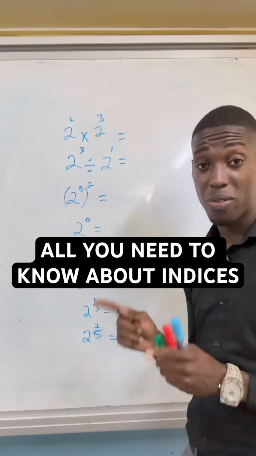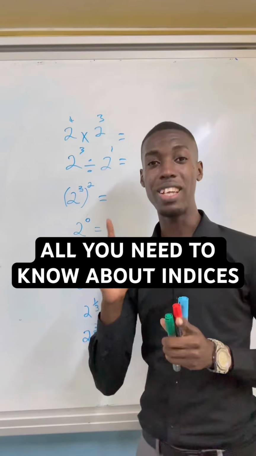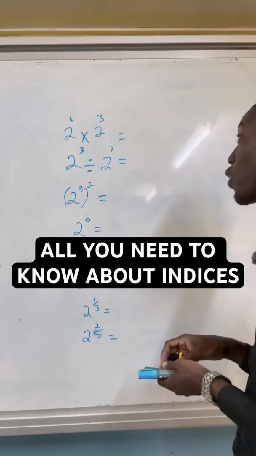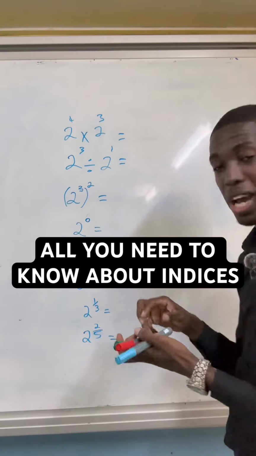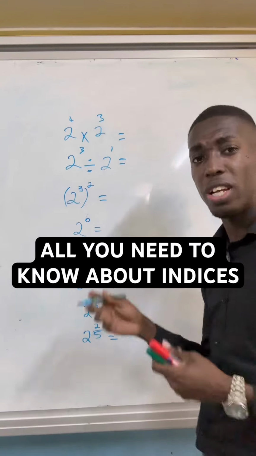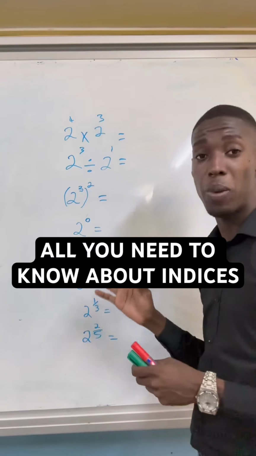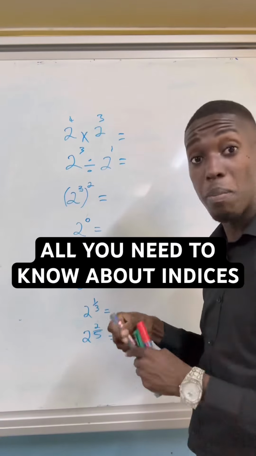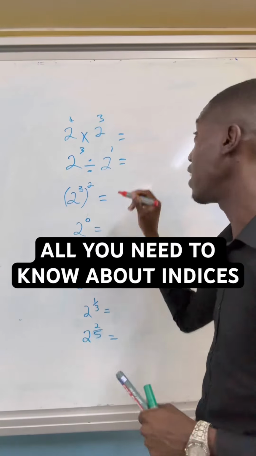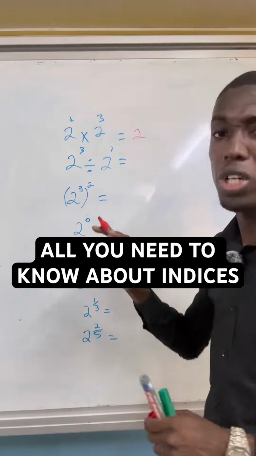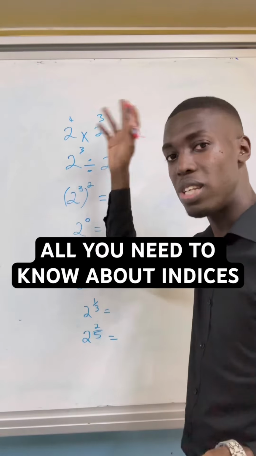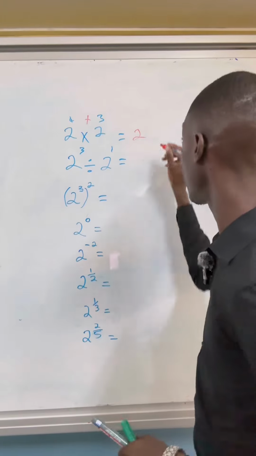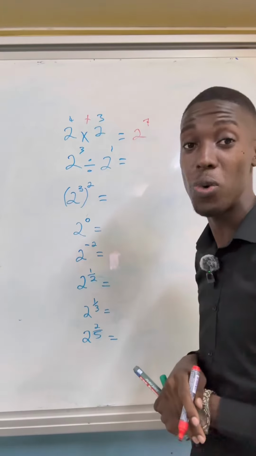All right, so this is everything you need to know when it comes to indices. Look what we have here: 2 raised to 4 times 2 raised to 3, right? Whenever we're multiplying indices and the bases are the same, we normally write back the base, in this case 2, and we just add the powers. So 4 plus 3 is 7. The answer is 2 raised to 7.